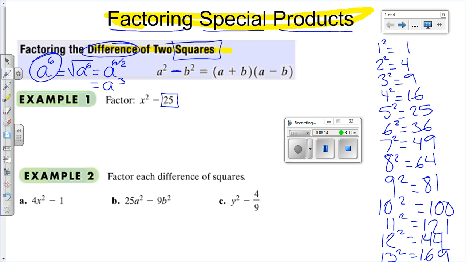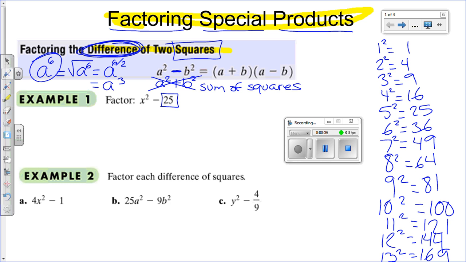So this type of factoring is pretty simple, but it can only be used if there's a difference of squares. If you have something such as a squared plus b squared, that is not a difference of squares, therefore it's not factorable, because that is actually a sum of squares.